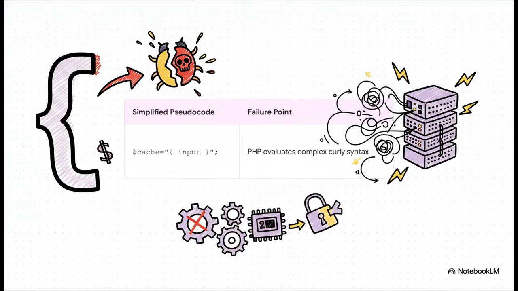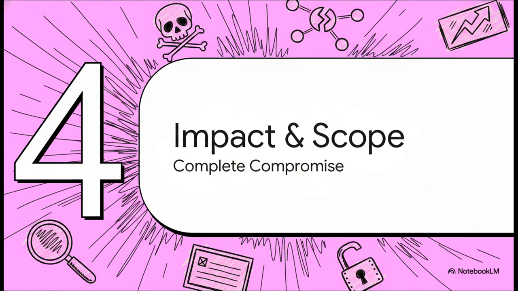So why exactly does the code fail? It all comes down to PHP string interpolation. Look at the logic here. The app builds the PHP cache file by wrapping the user input in double quotes. Now, in PHP, double-quoted strings evaluate what we call complex curly syntax. Because the developers use this method instead of storing the payload as pure harmless text, the PHP engine literally evaluates and executes the attacker's payload the second that cache file is loaded. Unbelievable, right? Let's pivot to the impact and affected scope.